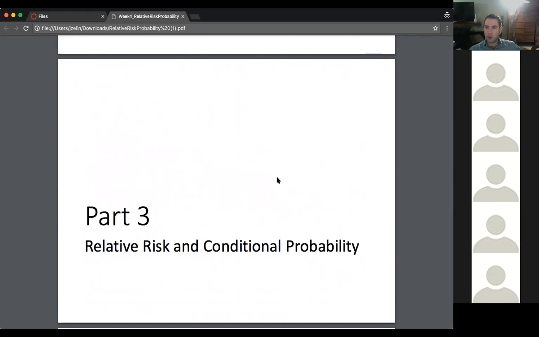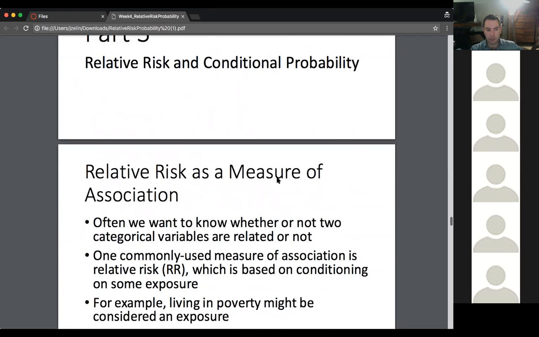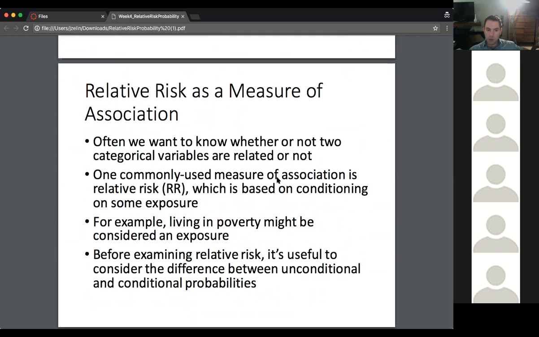And then finally, we're on part 3 of the lecture. This is the last part. So we'll discuss relative risk and conditional probability. Relative risk is a commonly used measure of association. It uses conditioning of some exposure.